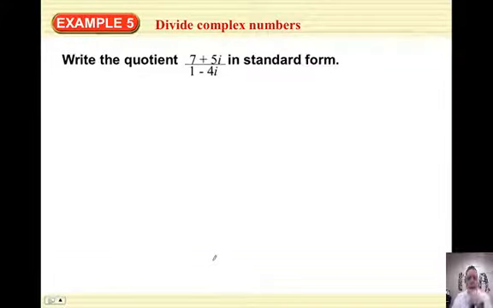Okay, next example, we're going to divide complex. So we did adding, subtract, we did multiply. Now we're going to divide complex numbers. So here's division. I look at the top and I say, can I simplify the top?